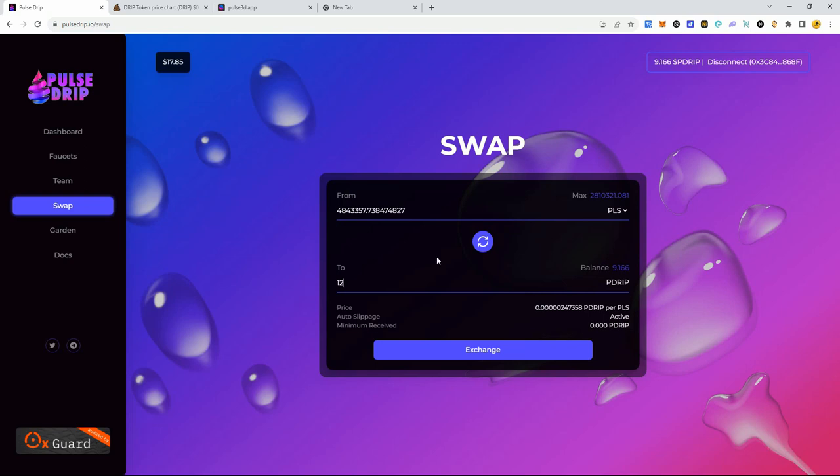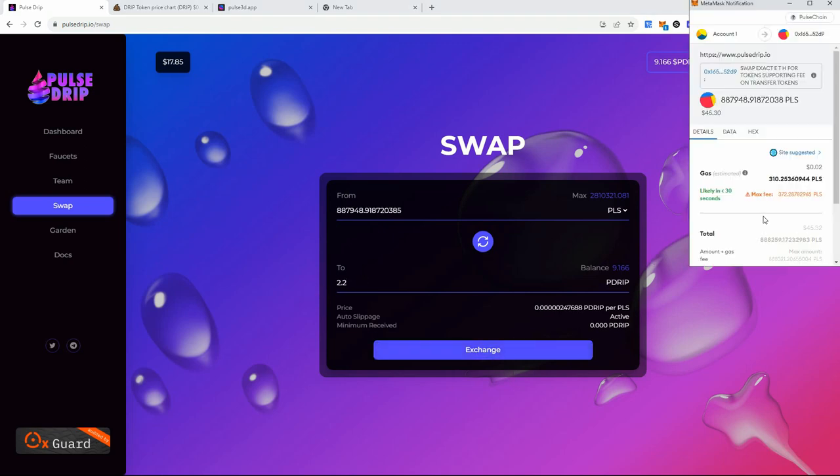Now, if you were just wanting to start a regular faucet, I would come in here and buy 12 drip. Because at least 12, I would do 12.2. Because when you do this initial buy, it's going to minus the 10%. When you deposit it into the faucet, it's going to take another 10%. So make sure you can make that minimum threshold of 10 drip in the faucet. Okay, so 2.2, we're going to press exchange, complete the MetaMask transaction.